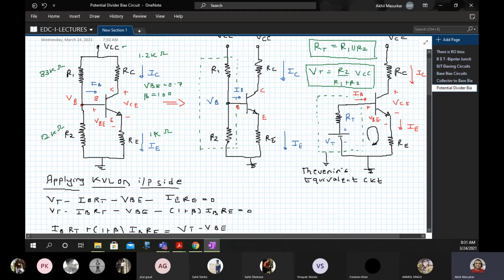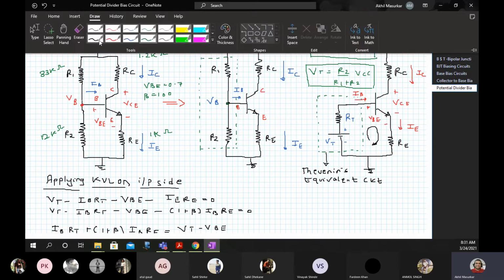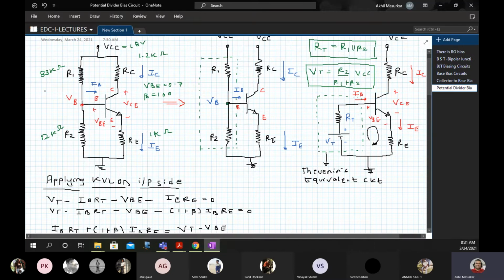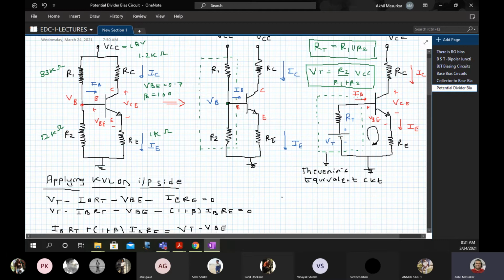And VCC, I think in all other problems it is 18 volts, so here also we will take 18 volts. So our problem here is to calculate IC, IB and VCE, and hence the Q point. So before we start our analysis, we should calculate VT and RT. So let me do that. I'm writing here solution to problem.